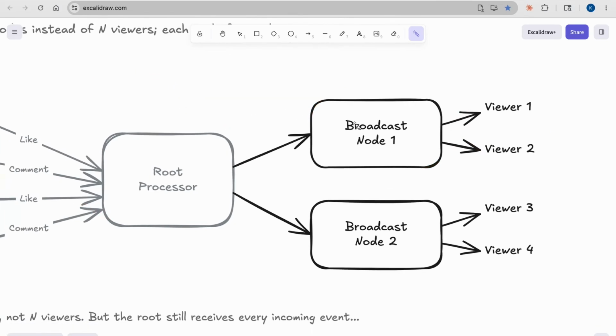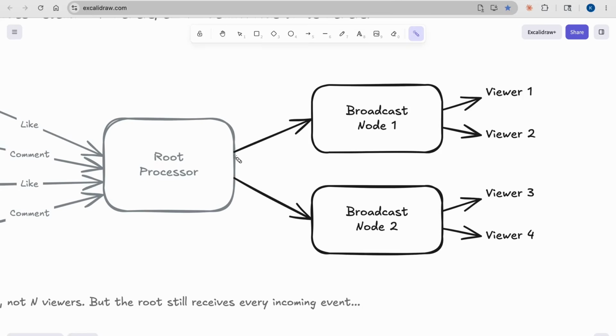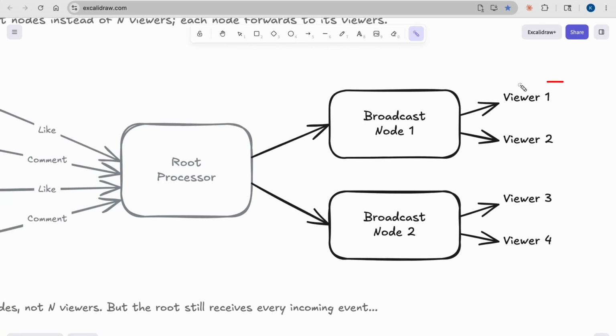This way, instead of the root processor writing independently to each of these viewers, we can just write out to these broadcast nodes, which will help us forward the updates to the respective viewers. So that's the idea. What we have reduced is that instead of writing to, let's say, n viewers, we are only writing to m broadcast nodes. But again, we are taking care of the broadcasting, that's fine.